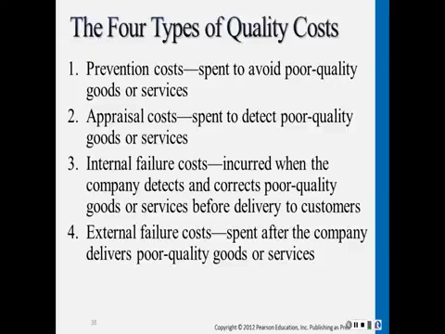The 4 types of quality-related costs are as follows. Prevention costs avoid poor quality goods or services. Appraisal costs detect poor quality goods or services. Internal failure costs occur when poor quality goods or services are caught before delivery to customers. External failure costs occur when the company delivers poor quality goods or services to customers and then has to make things right with the customer.